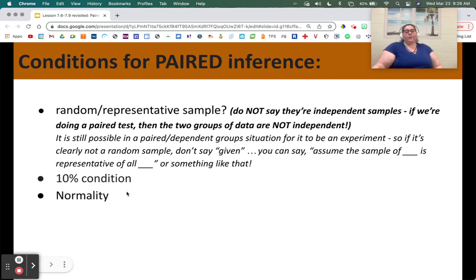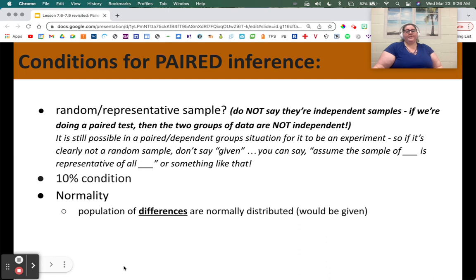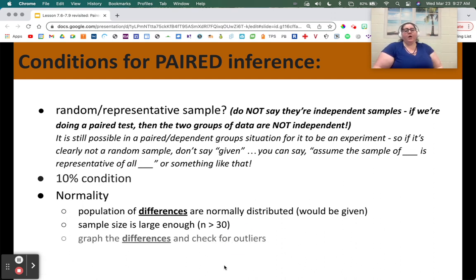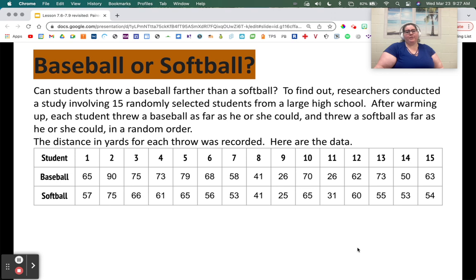And then normality, we are just checking normality for that group of differences. So again, there are three ways to check normality. One would be, is the population of differences normally distributed? That would be given, which it rarely is. Second, is our sample size large enough? So again, we're technically dealing with one sample, just kind of two sets of data. So is that one sample size bigger than 30, or graph the sample differences and check for skew and outliers. All right, so that would be our conditions.